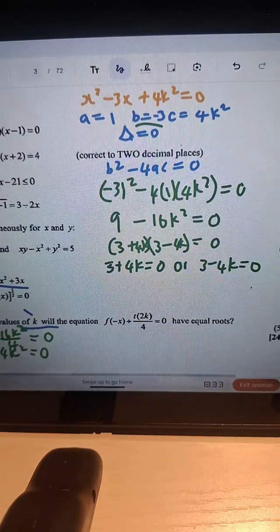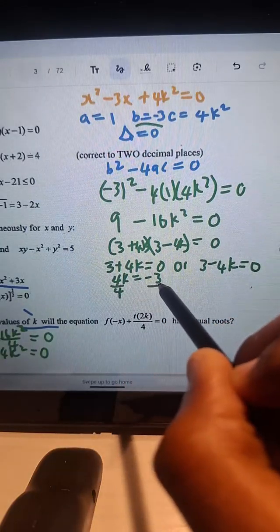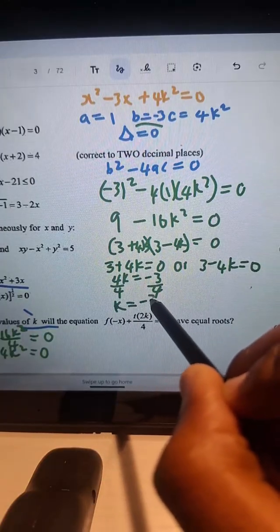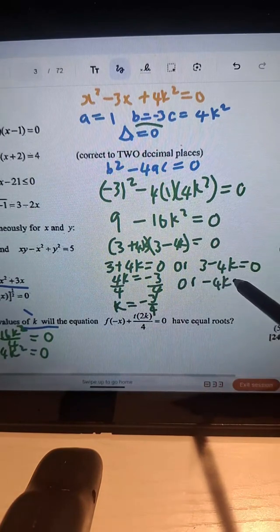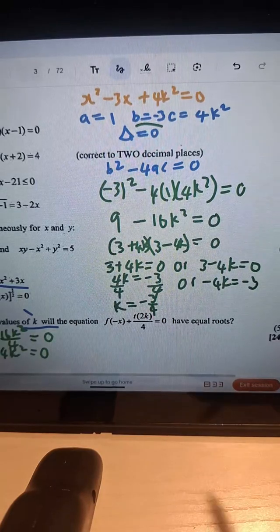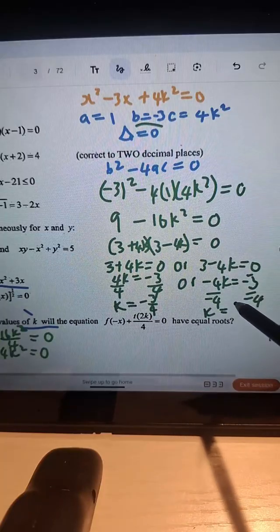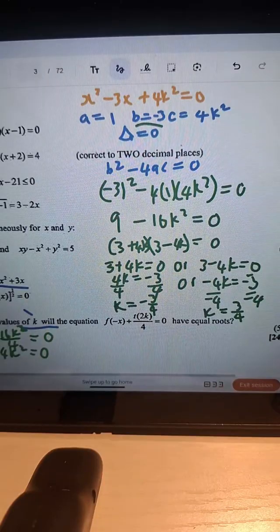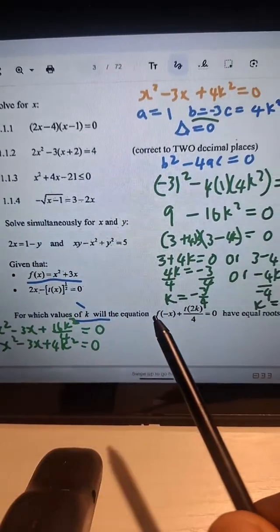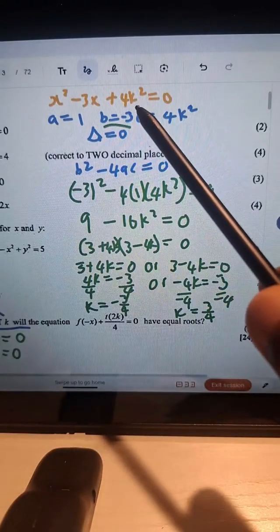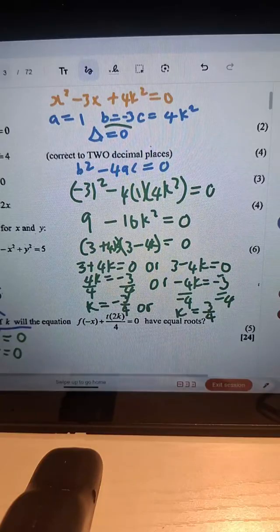Then from there, guys, we get the values of k. We isolate 4k here. We transpose 3, it's negative 3, divide by 4 both sides. We get the first value of k is negative 3 over 4. Or we isolate negative 4k, we transpose 3, that becomes negative 3. We divide both sides by negative 4. That gives us k is equal to positive 3 over 4. Those are the values of k, guys, that we need. So we've solved for which values of k the equation that we got will have equal roots. It's when k is equal to negative 3 over 4, or when k is equal to 3 over 4.